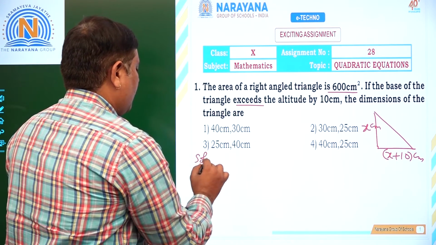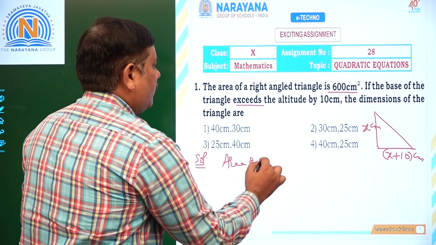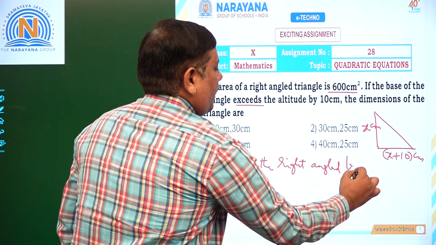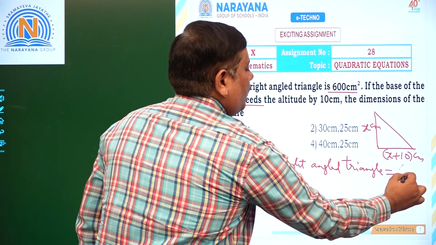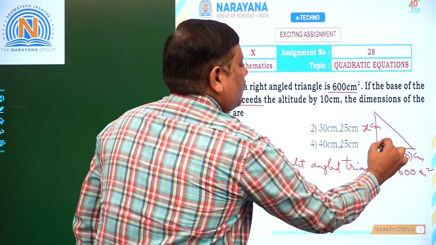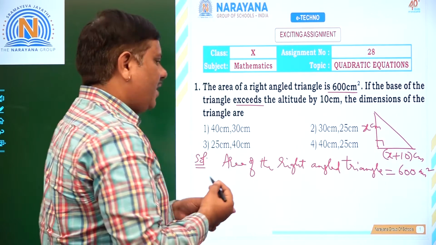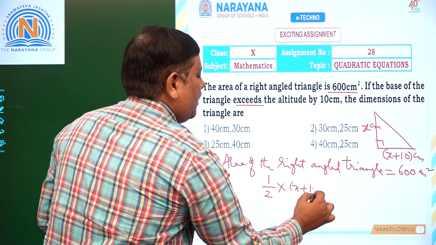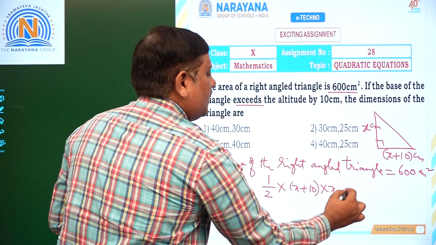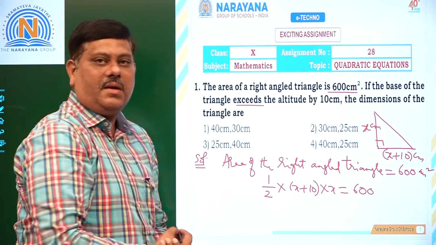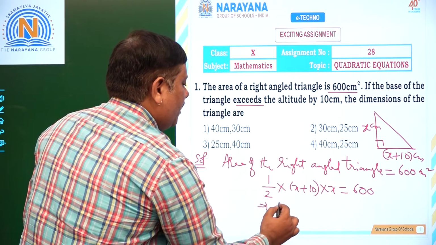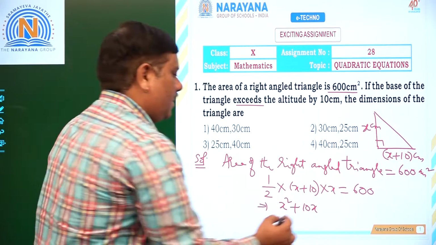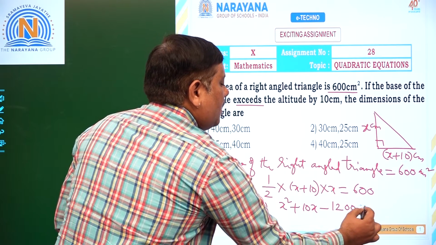Now, area of the right angle triangle is given as 600 centimeters square. How to find the area of a right triangle? That is nothing but half into base into altitude. Base is x plus 10, altitude is x, and that is given as 600. That implies x square plus 10x is equal to 2 times 600, which is 1200. So I can write it as x square plus 10x minus 1200 is equal to 0.